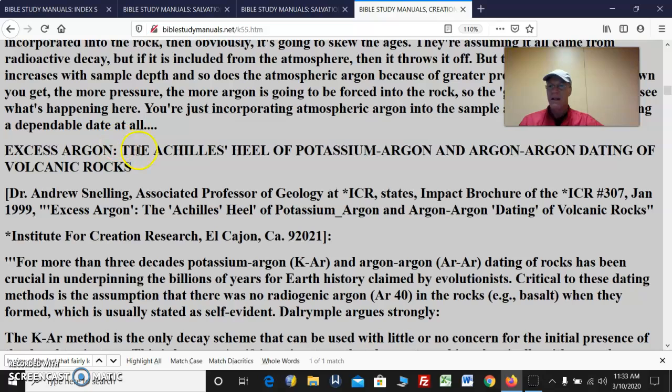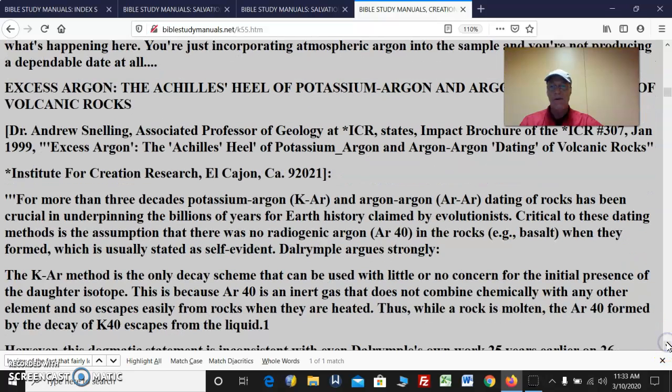Excess argon, the Achilles heel of potassium-argon and argon-argon dating of volcanic rocks. Dr. Andrew Snelling, he's a believer, scientist as well. For more than 3 decades, potassium-argon and argon-argon dating of rocks has been crucial in underpinning the billions of years for Earth history, claimed by evolutionists. Critical to these dating methods is the assumption that there was no radiogenic argon in the rocks, the basalt, when they formed. Okay, how do you know that? Were you there? Which is usually stated as self-evident.